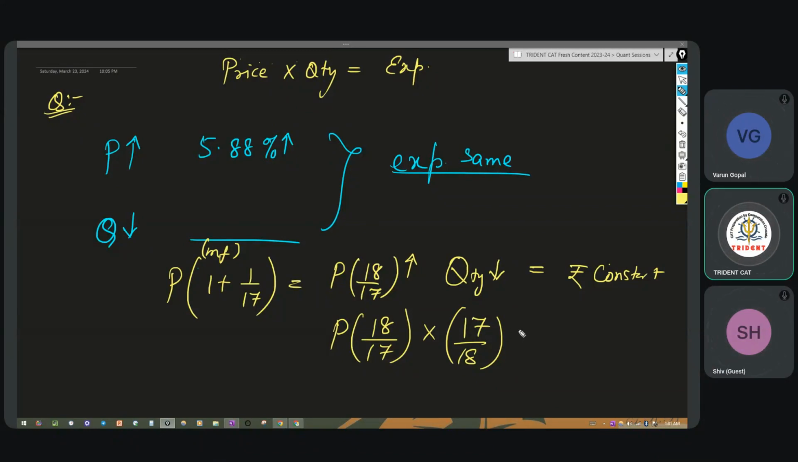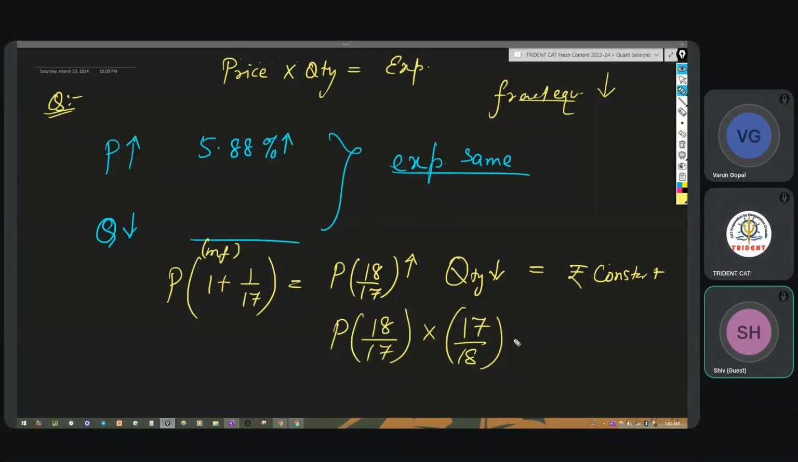17/18. What does this mean, Shiv? I'm talking to you in terms of the fraction equivalent. How much percentage is less? You know the answer, Shiv. If you have a problem, just speak it out. Could it be 1/17 or 1/18? One among the two. Just say it. Any one number.